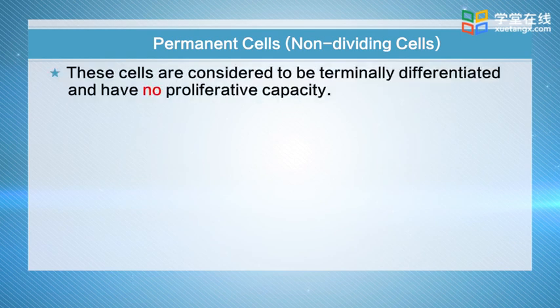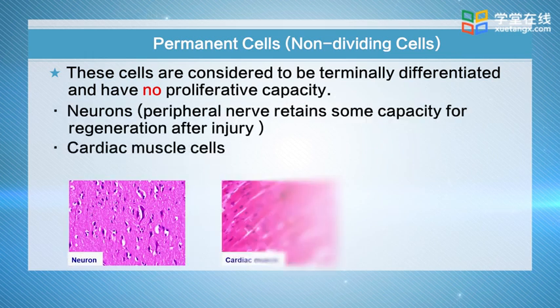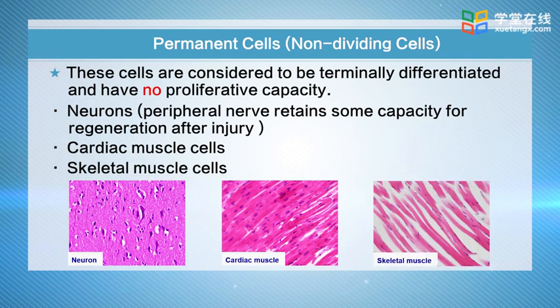Permanent cells are considered to be terminally differentiated and have no proliferative capacity. So, we also call them non-dividing cells. If these very specialized cells are lost, they cannot be replaced. Examples of permanent cells are neurons, cardiac muscle cells, and skeletal muscle cells. This explains why injuries to the brain or heart are usually irreversible and finally lead to scar formation. But please note that peripheral nerve retains some capacity for regeneration following injury.